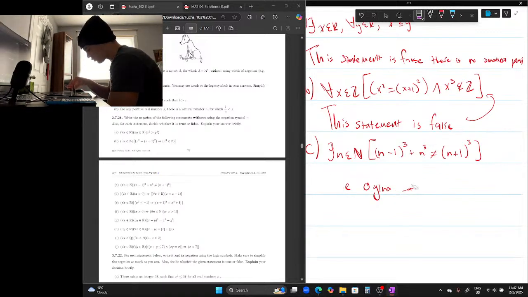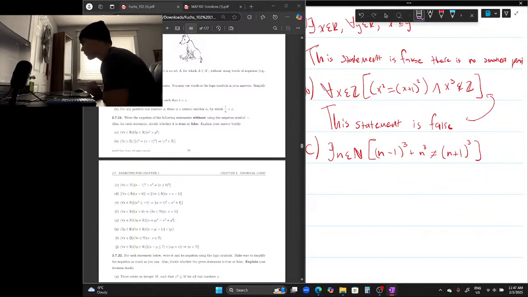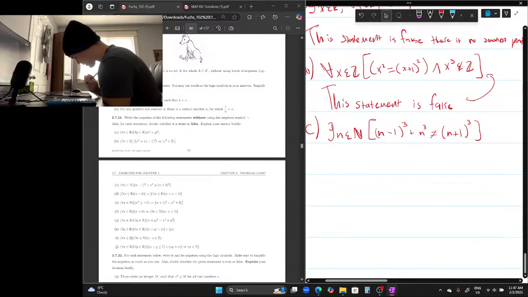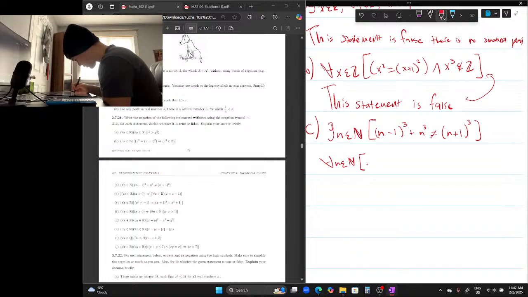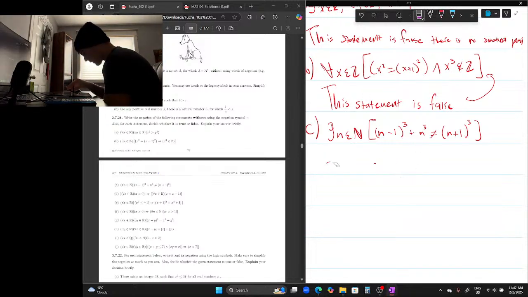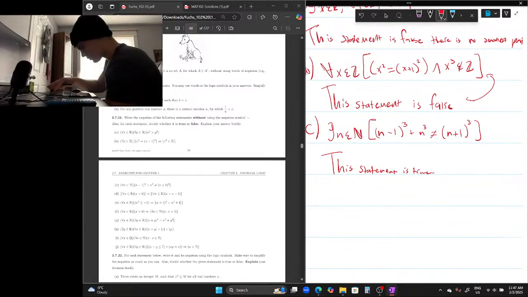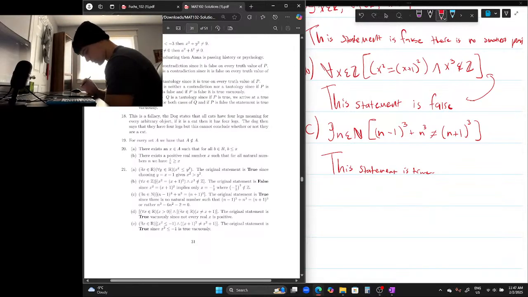Oh wait, the original statement may be true then, because we found one example that matches it. So can we actually proceed by the contrapositive? Contrapositive being for all n in N, there exists an n plus 1 cubed that is equal. No, I can't even proceed by contrapositive with this statement. I don't think the statement is true. Could be wrong, but let's see. Statement is true.